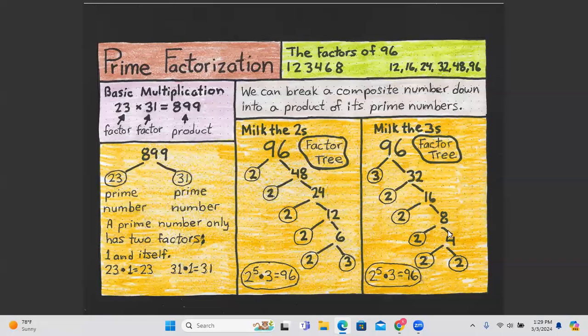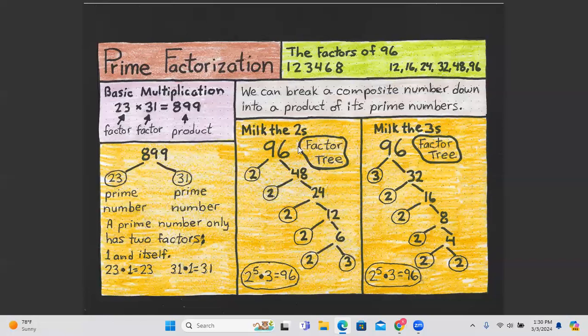And then finally, we can milk out two 2s out of the 4, because 4 is a composite number in which the factors are 2 times 2. And so if we count the numbers out, we have 3 times 2 times 2 times 2 times 2 times 2, which will lead us to 2 to the fifth power times 3, which will equal 96.